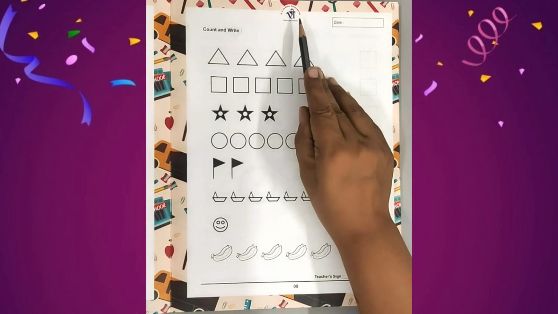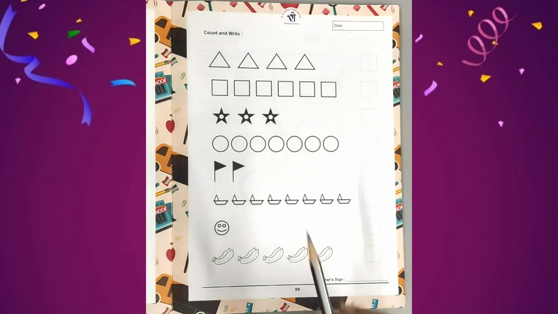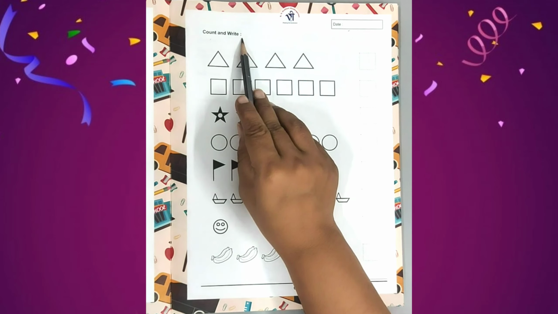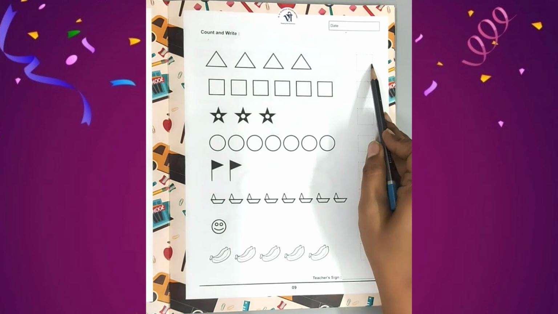Let's start. Okay, in our school book, write down the date here, page number 9. Count and write. We have to count all the objects and write the number in its particular box.